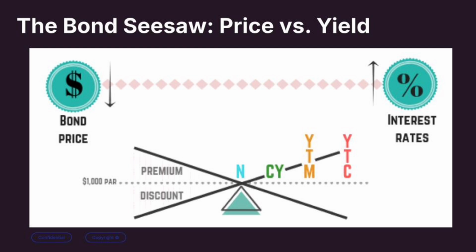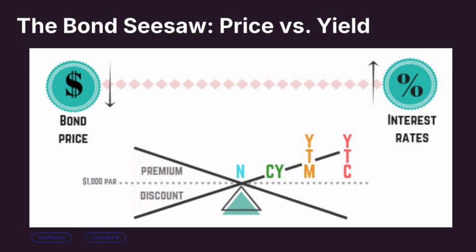Now look at the letters on the seesaw. N for nominal, CY for current yield, YTM for yield to maturity, and YTC for yield to call. Their positions show the yield hierarchy. For a premium bond, yields descend in that order. Nominal is highest, then current yield, then yield to maturity, with yield to call at the bottom. Flip to a discount bond and that order reverses. Yields ascend from nominal up through yield to call.